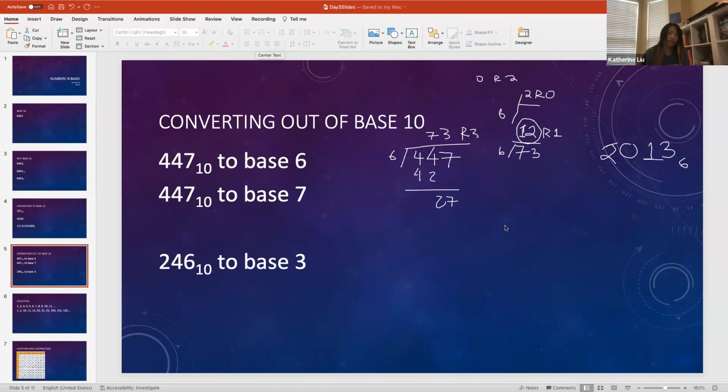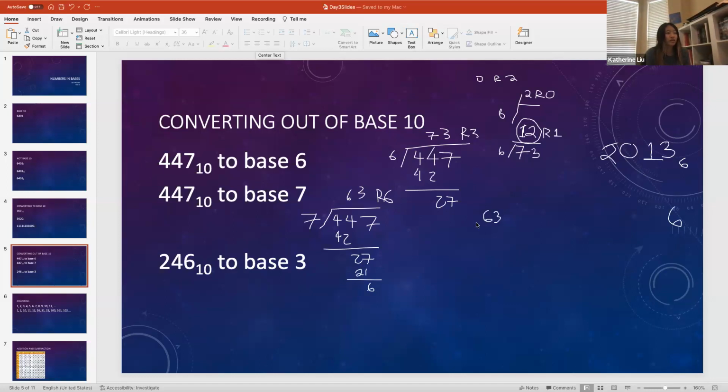So let's do something similar for base 7. Okay. We're gonna do our division. So 447 divided by 7 is gonna be 63 remainder 2, right? Oh no, it's not remainder 2. Remainder 6. So we'll write down that 6 and then continue our division.